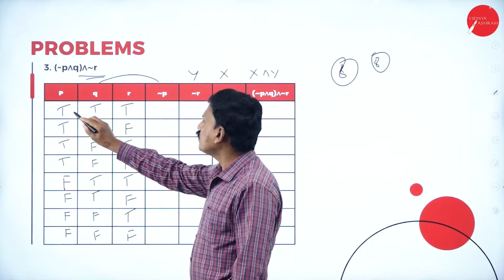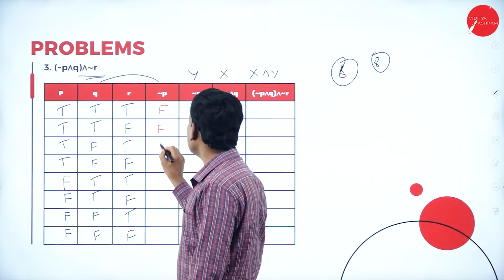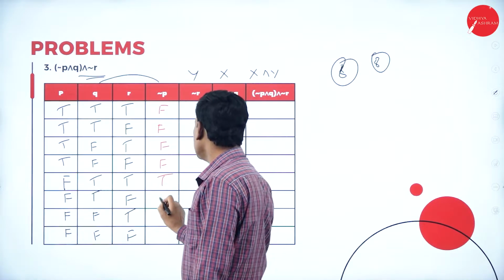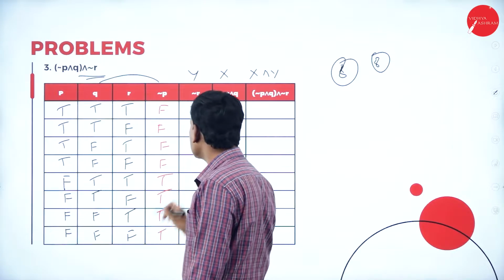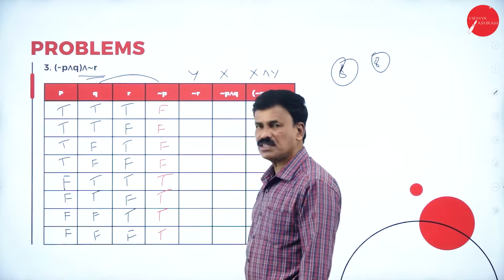Now, let us come to the negation of P. For T, it is F. For T, it is F. For T, it is F. Again, for T, it is F. For F, it is T, T, T, T. This is the negation of P. So, first 4 are F, then next 4 are T.